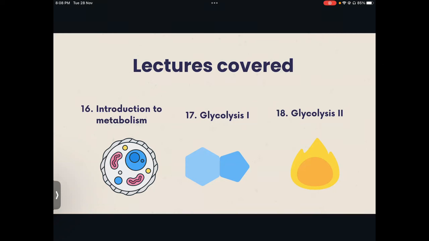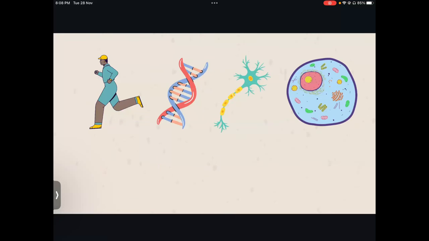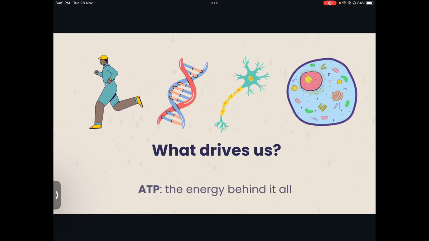So let's get started. Before we dive deep into all the concepts, I want you to look at these images. This person that is moving, the synthesis of your DNA, your neurons firing, this process is going on inside your cells. What drives these processes? What do you guys think drives us? What is allowing us to carry all these things out as well as everything else? Energy. Exactly, energy. So in what form? ATP. Exactly. So what drives us is energy, and in the form of ATP, most commonly in our body.